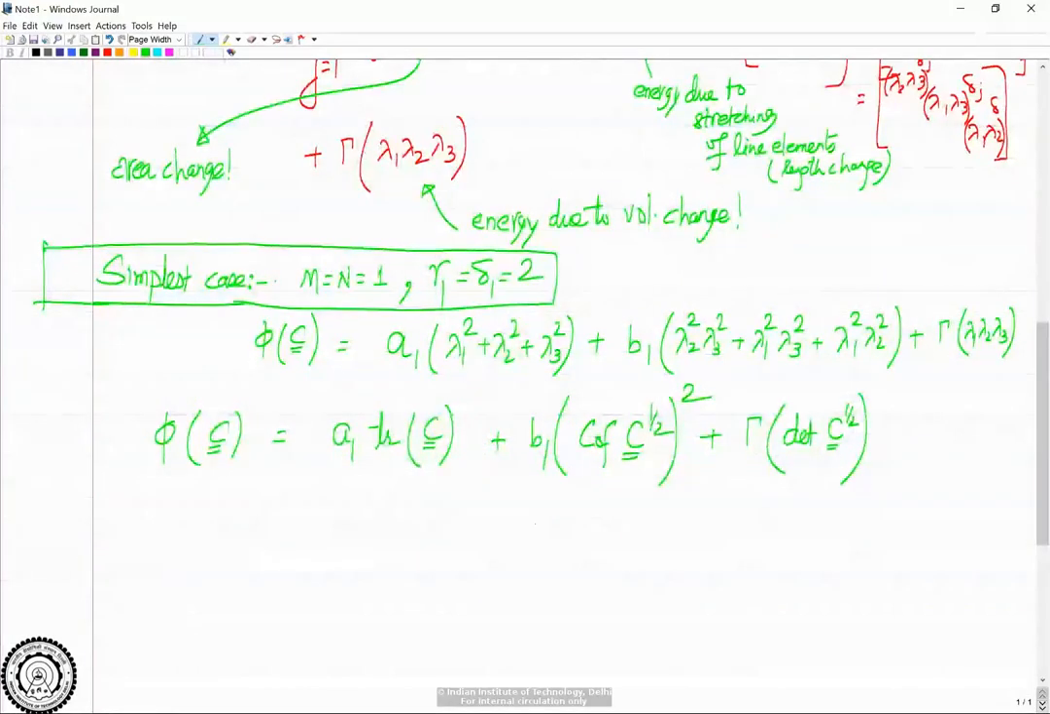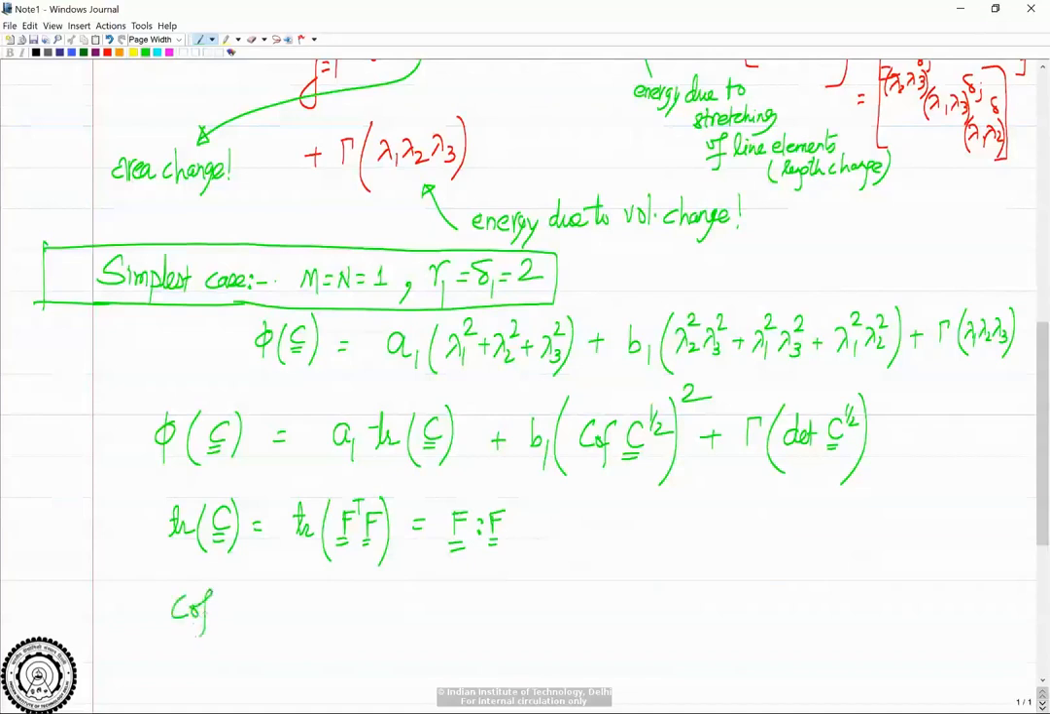Now let us try to write this also in terms of, you know, big F. So trace of C, we know that C is F transpose F. So this can also be written as F double contraction F, isn't it? You can see this through index notation that this is what it is. Then this cofactor of C to the power half and then whole square.